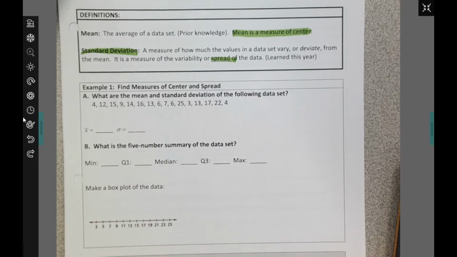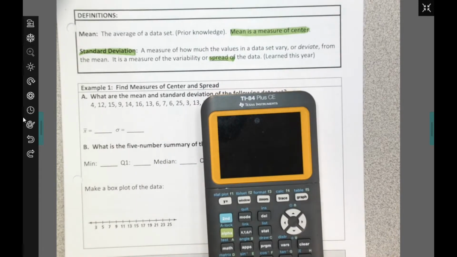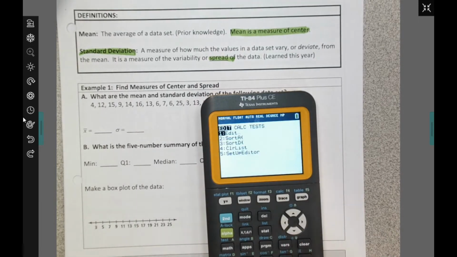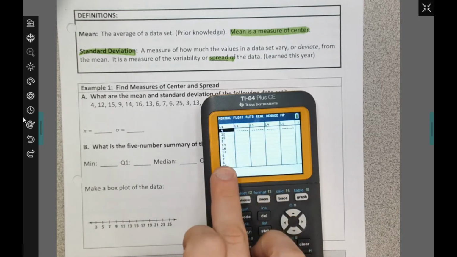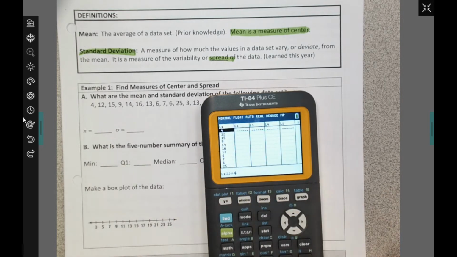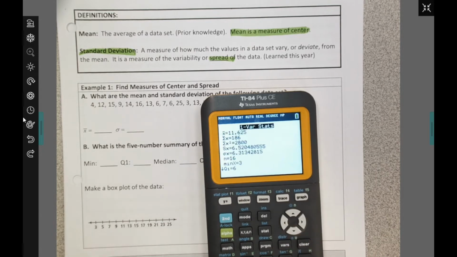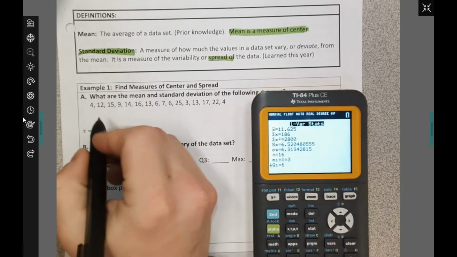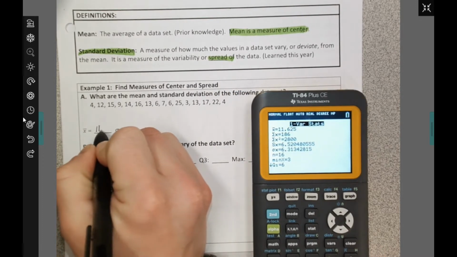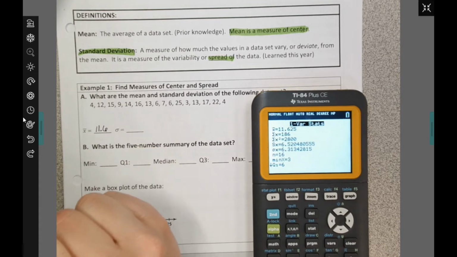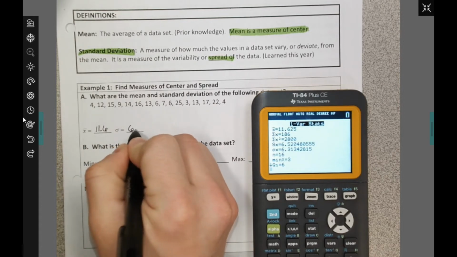So they want to know what are the mean and standard deviation for the following data set. It's all calculator driven. So remember, we go to stat, edit, enter the data in. I already have all the data entered in for me. From there, you're going to go ahead and calculate. So we go stat, calc, 1-Var, and then go down to calculate. And it kicks all the data out. I'm going to go to the nearest tenth. So our mean would be 11.6. Our standard deviation looks like it would be 6.3.